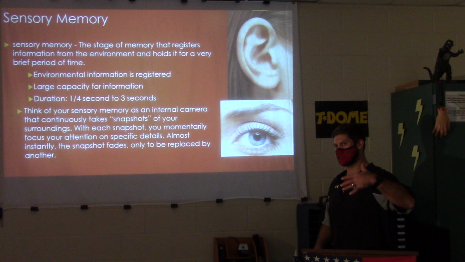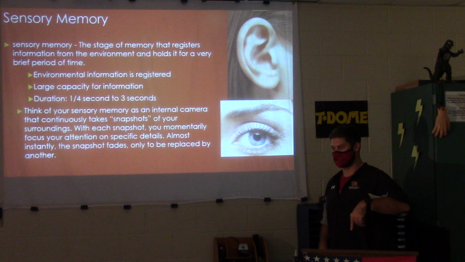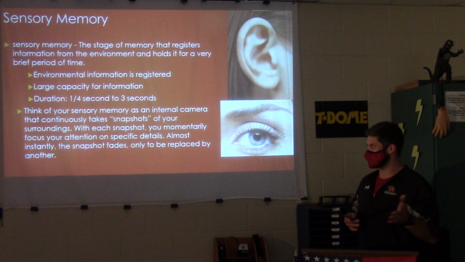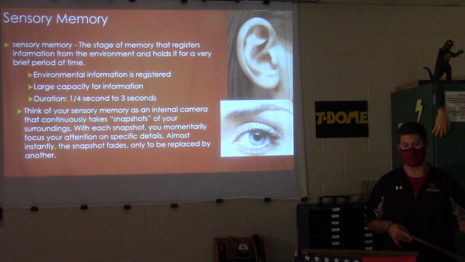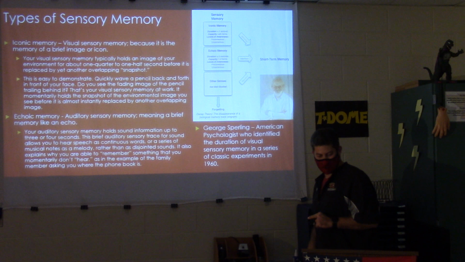Think of your sensory memory as an internal camera that continuously takes snapshots of your surroundings, even with hearing. With each snapshot, you momentarily focus your attention on specific details. Almost instantly, the snapshot fades, only to be replaced by another one. We'll see this in the two types of sensory memory that we're going to cover, iconic and echoic memory. Iconic is keeping a brief image or icon in your sensory memory through your visual system.